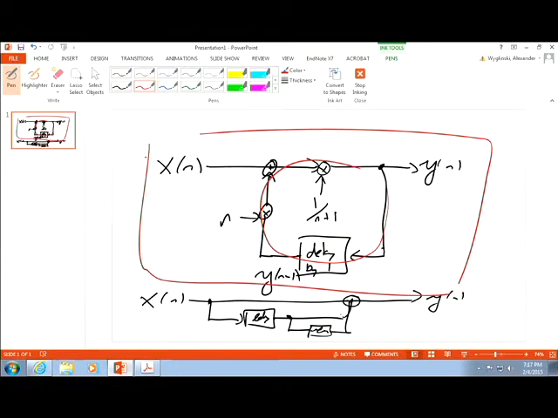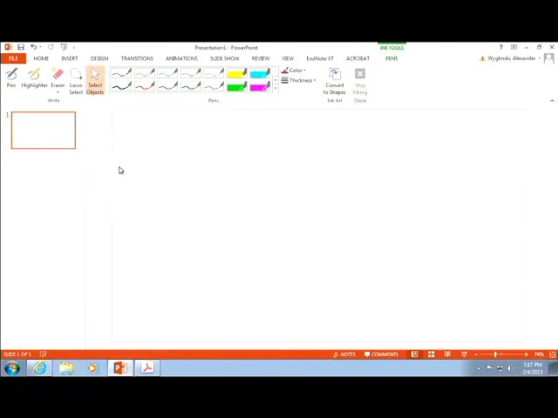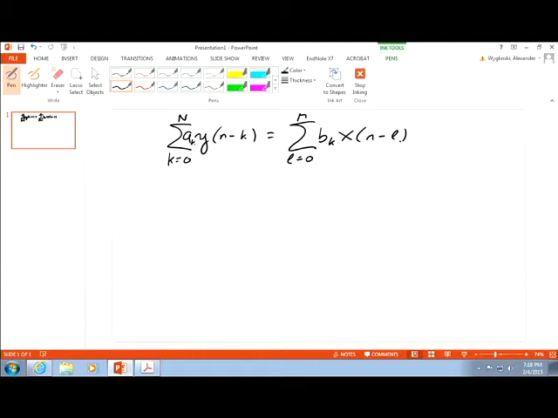So let's say we take that expression that we just saw. We have a summation, k equals 0 to N, of y of n minus k times a k. And then we have, let's call it l, from 0 to M, b k times x of n minus l. And we also note that a 0 is equal to 1. So what does this look like?